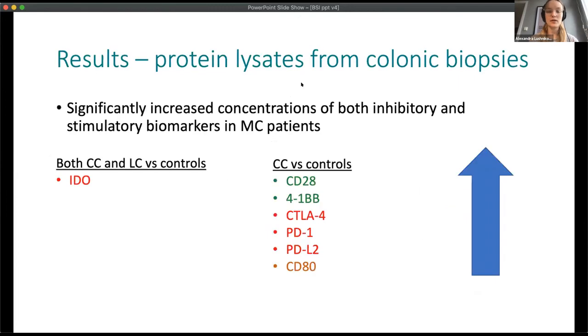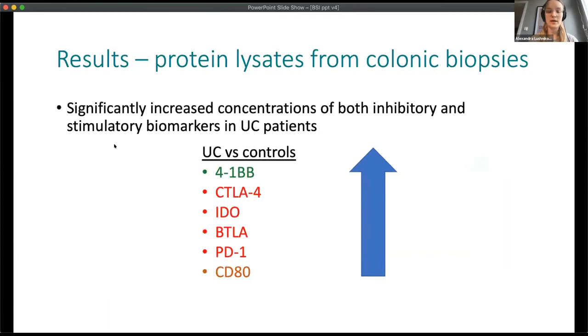So now we can take a closer look still at the results from the protein lysates in the microscopic colitis group. So as I already mentioned, EDO was increased in both subtypes compared to controls. And in collagenous colitis alone compared to controls, here were the molecules that we saw an increase in. And focusing on the ulcerative colitis patients, we saw an increase in these molecules listed here in comparison to controls. So in both ulcerative colitis and microscopic colitis, we saw significantly increased concentrations of both inhibitory and stimulatory biomarkers.